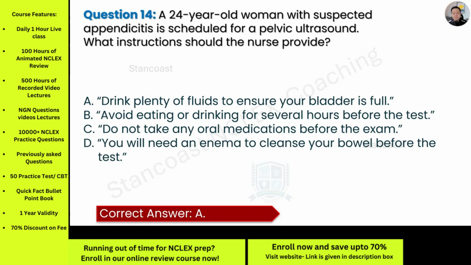So you have to eliminate those options that do not directly relate to preparing for a pelvic ultrasound. Again, the question here is about the pelvic ultrasound, and the scenario stating suspected appendicitis is something that is not established yet. So the scenario is asking you to think about what interventions or preparations you should be doing to optimize the imaging of this patient's pelvic cavity or pelvic organs.